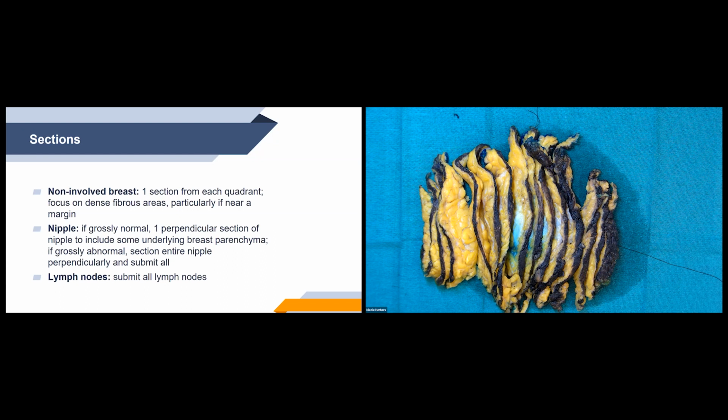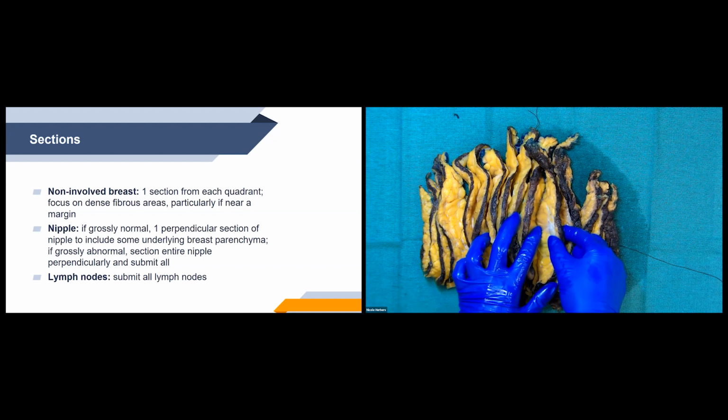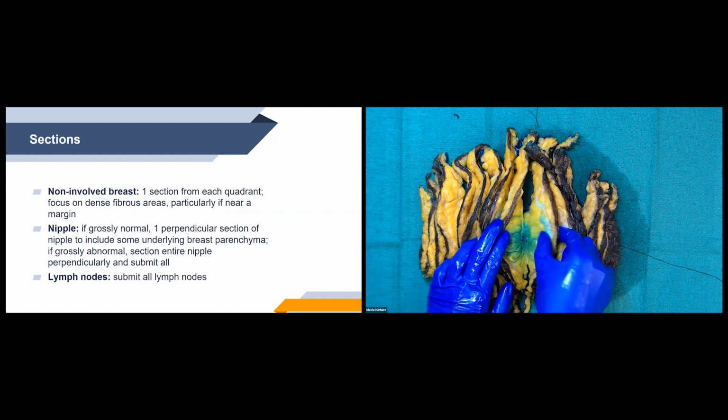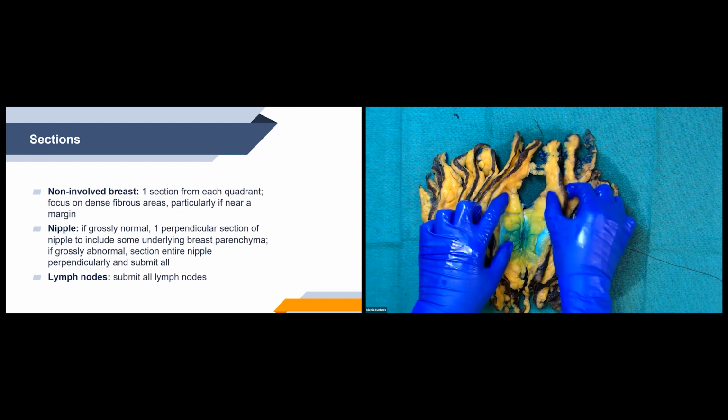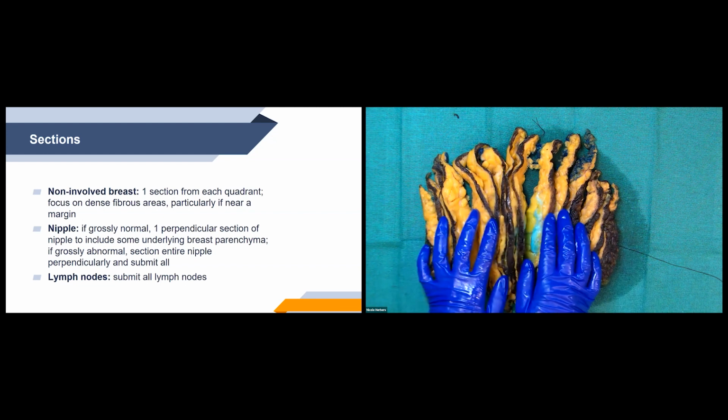So our sections for our non-involved breast cancer would include 1 section per each quadrant. And we want to focus on the dense fibrous tissue, particularly near the margin. So I'd want to maybe be taking more sections in this area, where it's pretty close to that margin there, versus just this fatty area here. That's not going to show us as much.